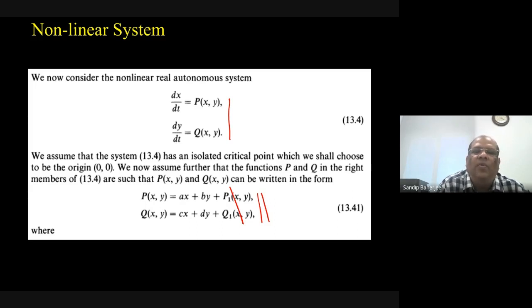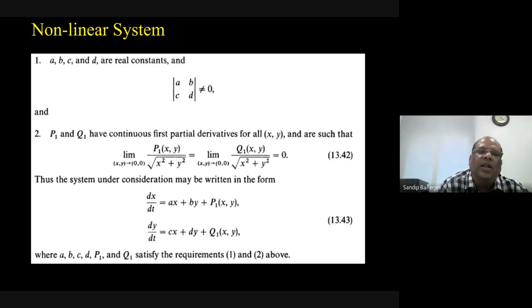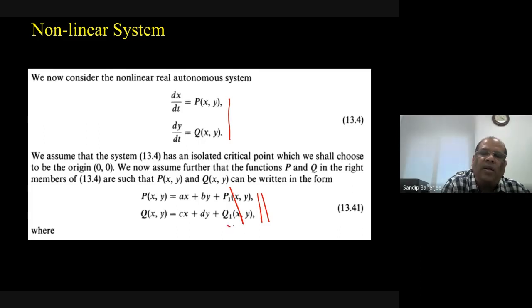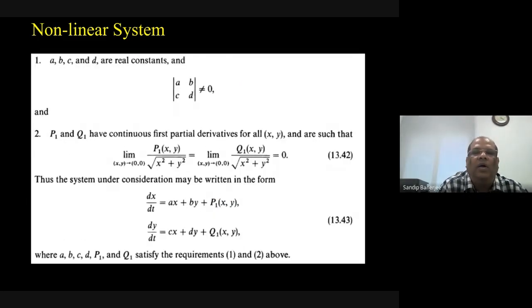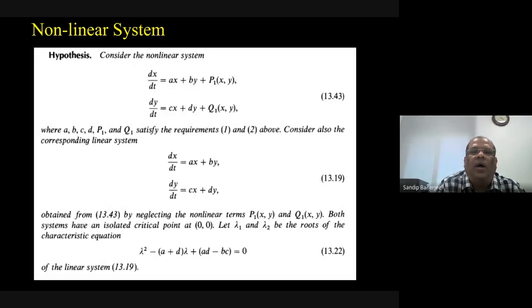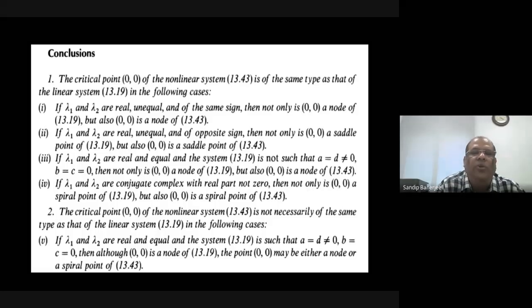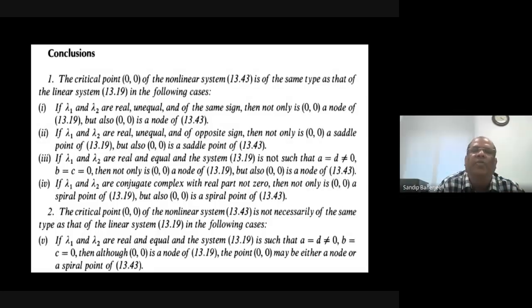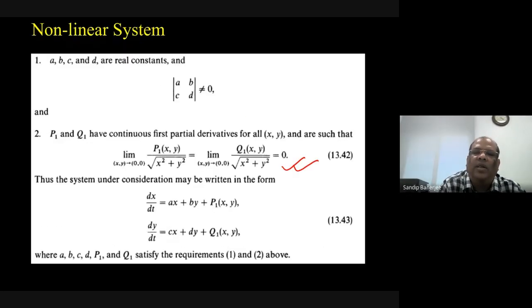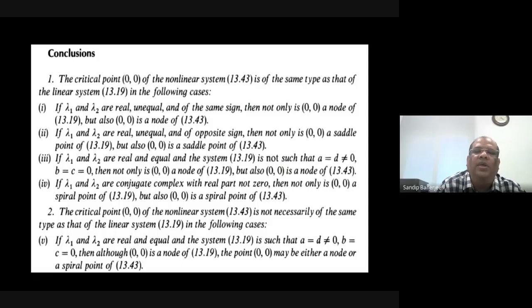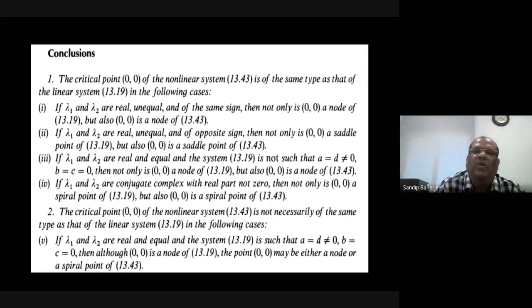Now, we have this particular theorem which says that if your P1 and Q1, meaning your nonlinear part, have continuous first partial derivatives and these limits hold, then the linear system under which you state all these properties is also true for the nonlinear system. So we don't bother to show this in the research paper. It is sort of assumed that this is holding, though we need to check this. Once this is true, then whatever properties hold for the linear system are also true for the nonlinear system.